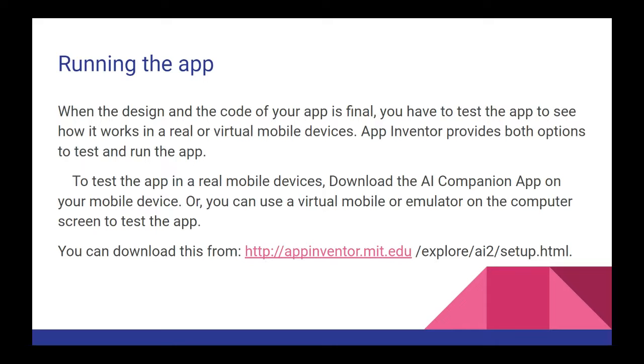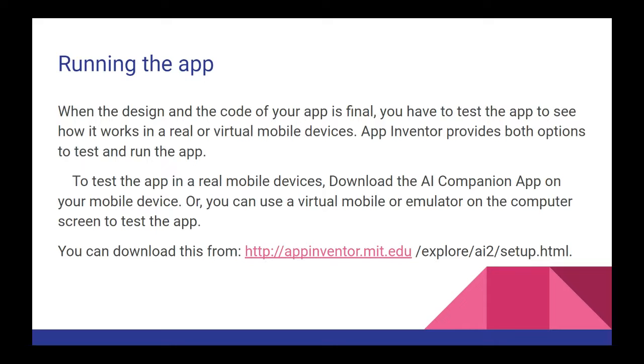App Inventor provides both options to test and run the app. Test means we are going to test all the steps we have done in a proper way, and run the app means checking whether the code is running properly or not. So we are going to test the app in a real mobile device.